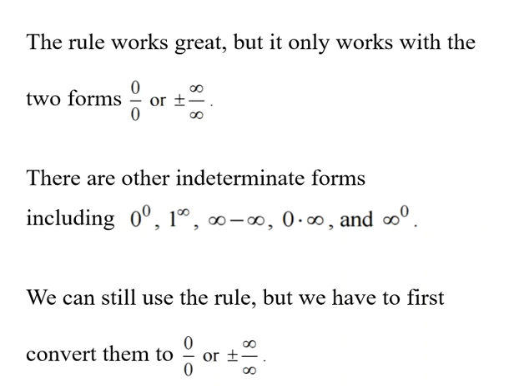Our other indeterminate forms, though, are 0 to the 0, 1 to the infinity, infinity minus infinity, 0 times infinity, and infinity to the 0. Those are all versions of indeterminate forms, but L'Hopital's doesn't work for any in that format. If I see one in one of those formats, we can still use the rule usually, but we have to adjust them. We have to convert them to something that's 0 over 0 or infinity over infinity with any version of plus or minuses.